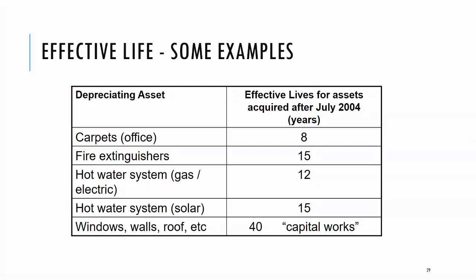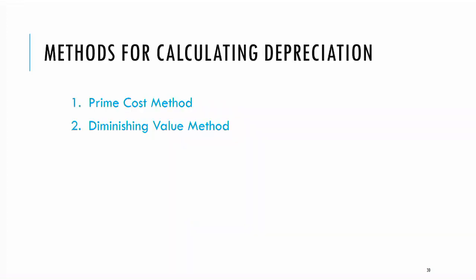Now, how do you depreciate the asset? Methods for calculating depreciation. There are different methods. There are two main methods, the prime cost method and the diminishing value method. The prime cost method means you depreciate the asset by a certain percentage every year, whatever the percentage is.